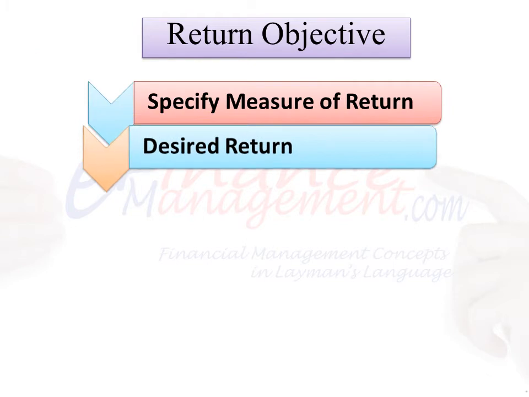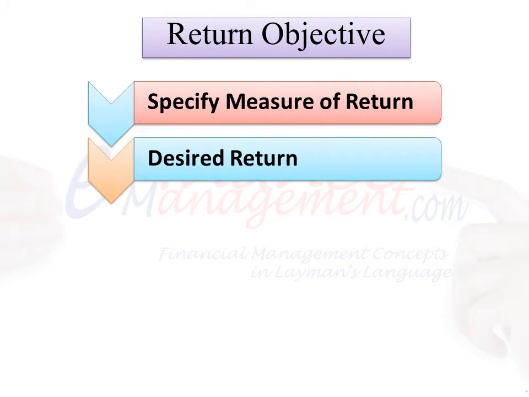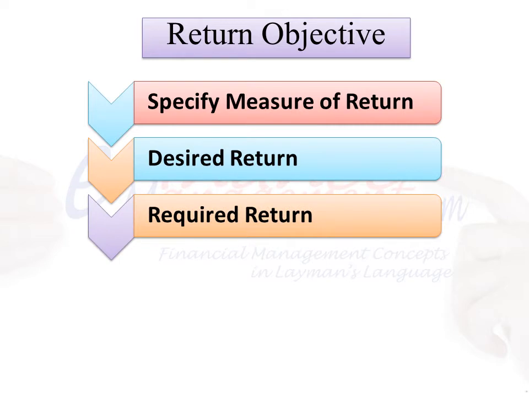Desired return. A return desired by the investor needs to be determined. The desired return indicates how much return is expected by the investor. Required return. A return required by the investor also needs to be determined. A required return indicates the return which needs to be achieved at the minimum for the investor.